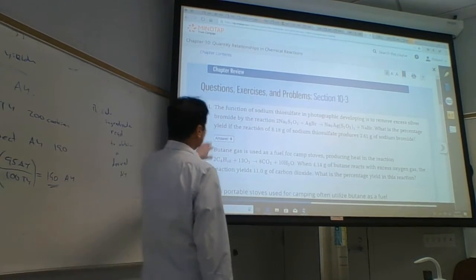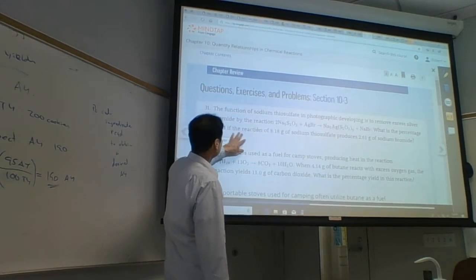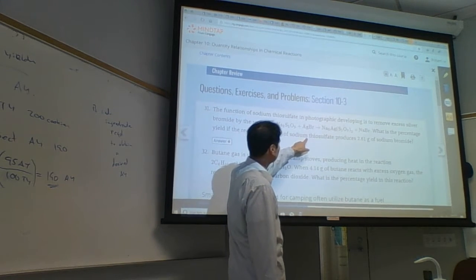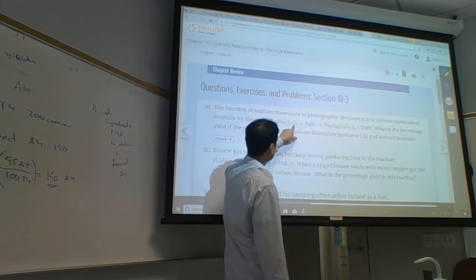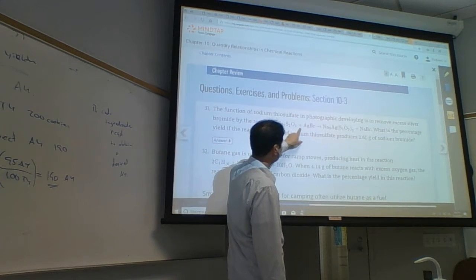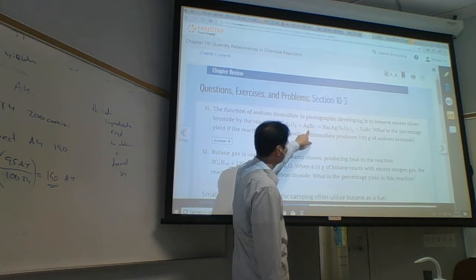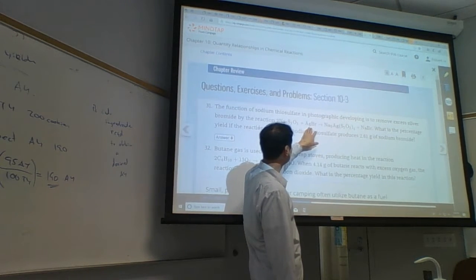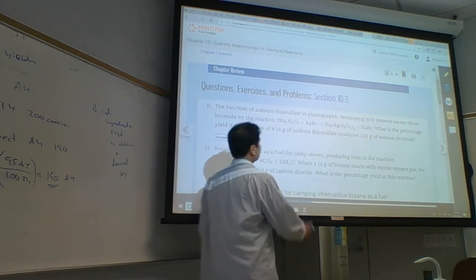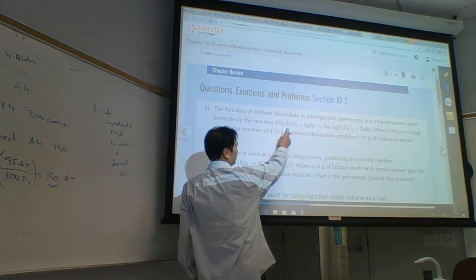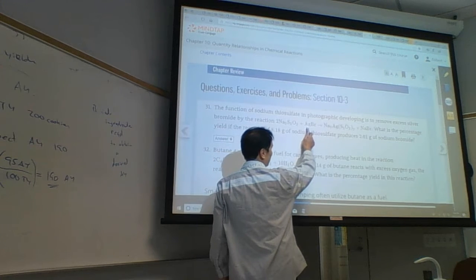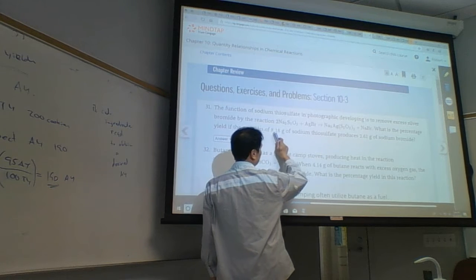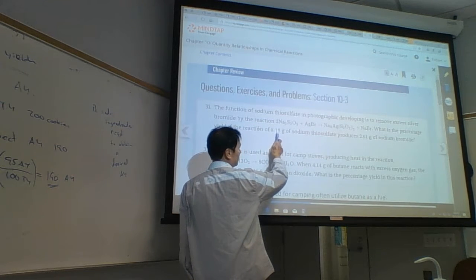But anyway, let's take a look at this. What is the percentage yield if the reaction of 8.18 grams of sodium thiosulfate? So they tell us how much sodium thiosulfate we have, but they don't tell us how much silver bromide. So what we do is we automatically assume that this sodium thiosulfate must be the limiting reactant, and silver bromide is either in excess or stoichiometric.